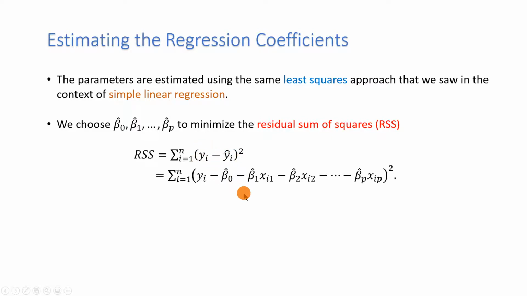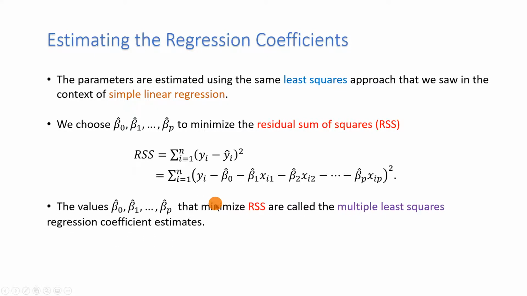And in the multivariate linear regression case, the yi hat can be replaced by beta 0 hat plus beta 1 hat times xi1 plus beta 2 hat times xi2 until plus beta p hat times xip, right? So you can just calculate your residual sum of squares by these equations here, right? As long as you know the set of beta 0 hat to beta p hat, you know everything you need to calculate the residual sum of squares in this equation.